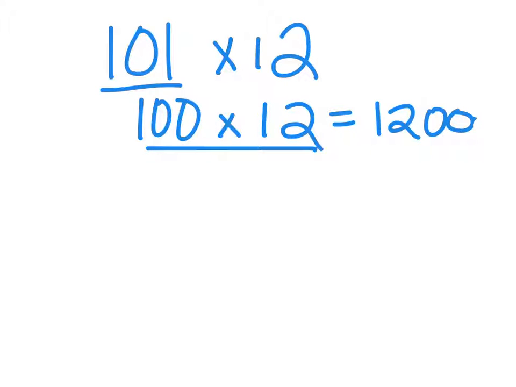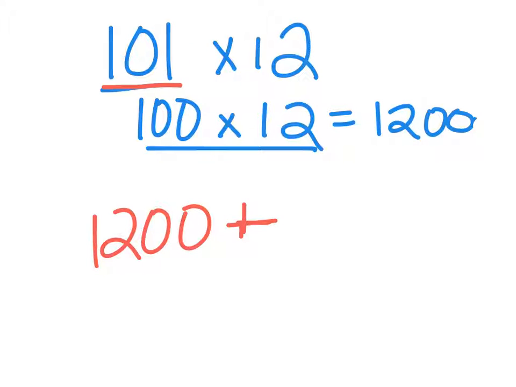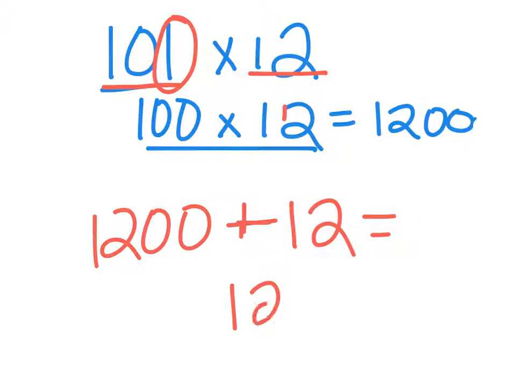So then I think to myself, 100 times 12 is 1,200. Then 101 times 12 is 1,200 plus one more group of 12. So I just have to add 12 more. 1,200 plus 12 is 1,212.